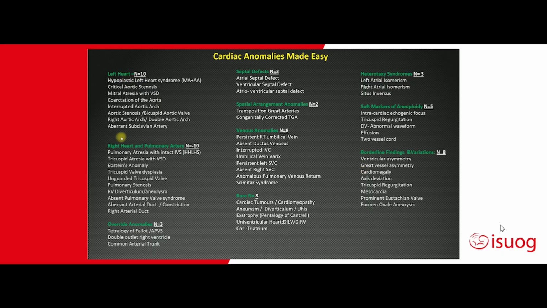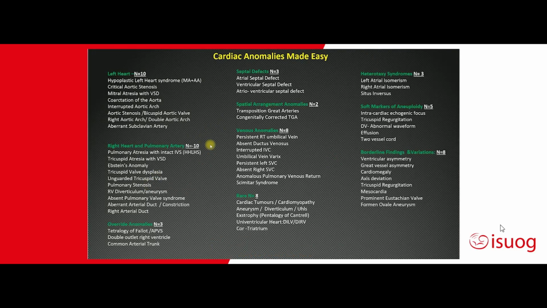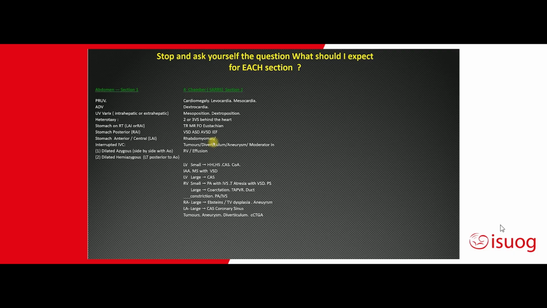So essentially these 6 groups are what I'll be focusing on in cardiac anomaly detection. And it's important to have these groups in your mind. And the idea is, with the ISUOG guidelines, that you go through these 5 sections in an axial plane, trying to identify these anomalies. When you look at these 5 sections, it's important to have some idea of what you should expect to see in each of the 5 sections.